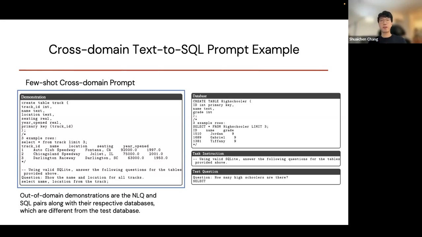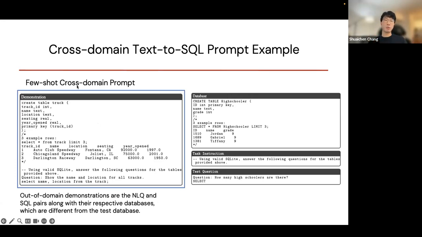But the difference, and why people work on it, is that people find that using the database and text-to-SQL examples from another domain or another database could actually enhance the model performance. So it's not as good as in-domain, but it's definitely better than zero-shot. That's why a lot of people explore in this direction.